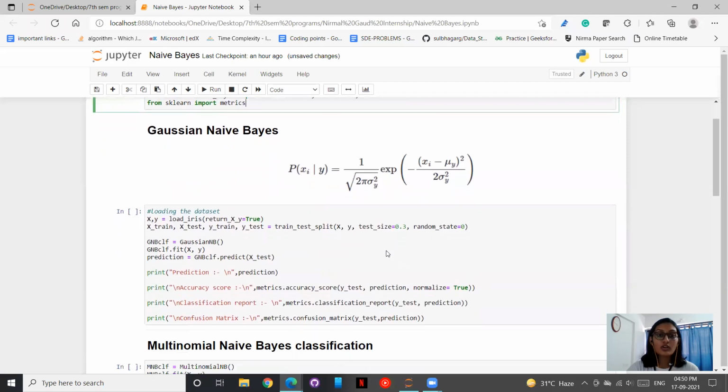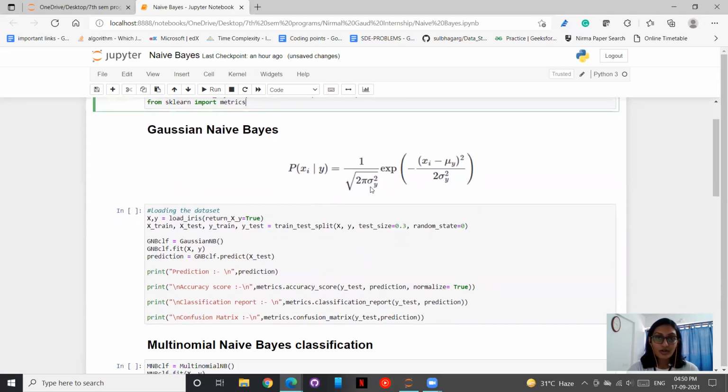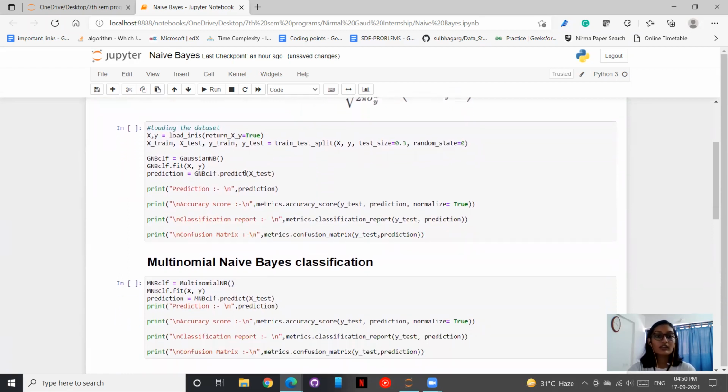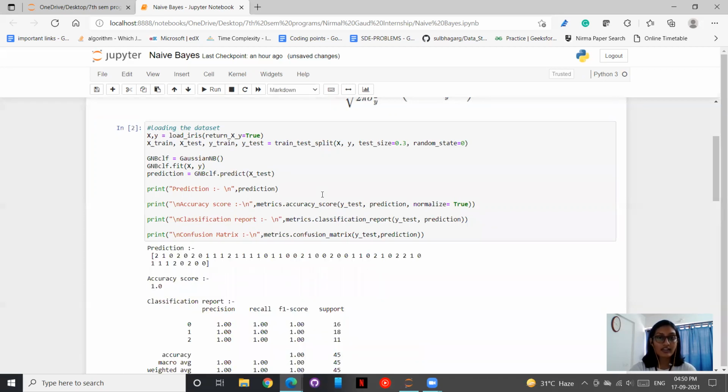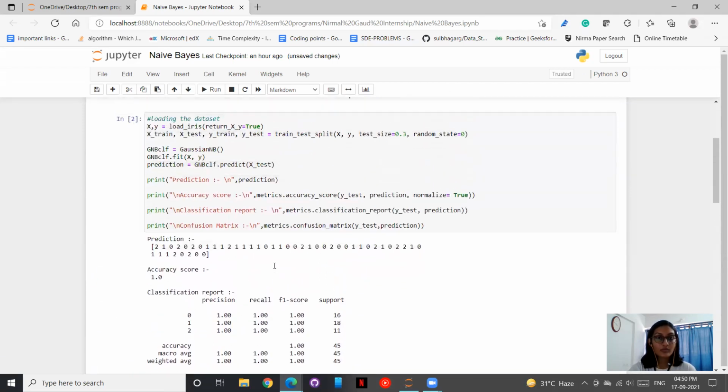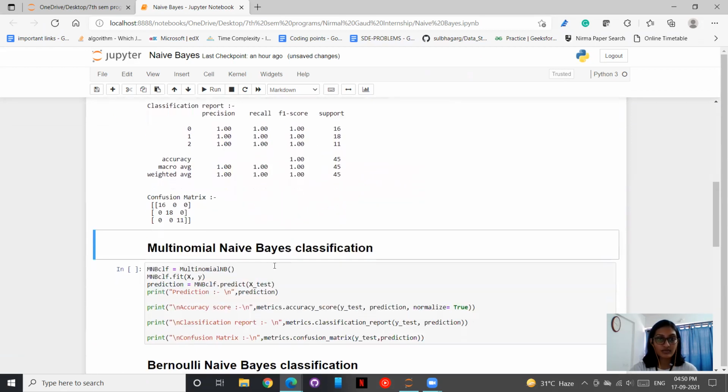The first thing is Gaussian naive Bayes. Now, this is the formula for Gaussian naive Bayes theorem. We have loaded our data set. We have split it. We called the Gaussian naive Bayes. We are fitting our X and Y values in that. And then we are predicting the X test values. Thereafter, we are computing the prediction, accuracy score, classification report, and confusion matrix. So this is how the output for our Gaussian naive Bayes comes.